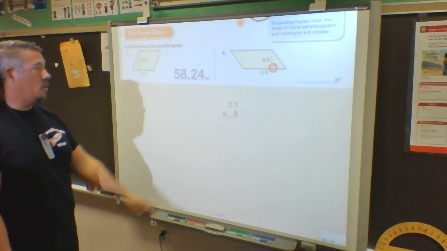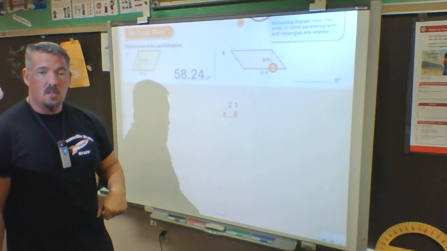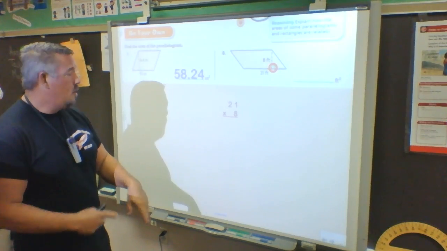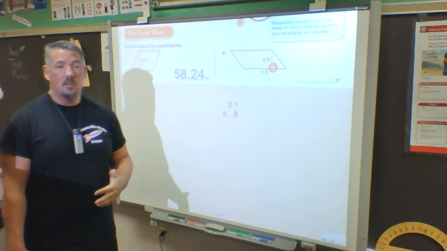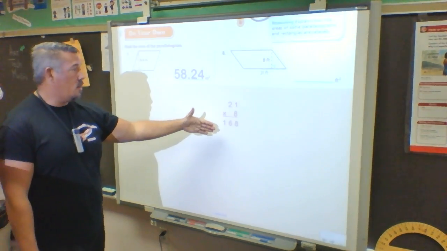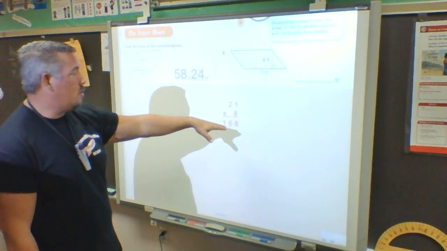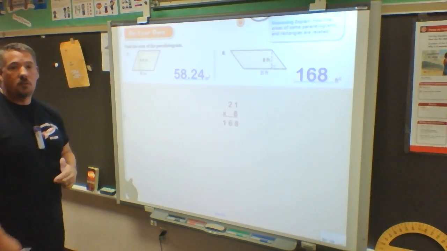On number 8 then, I look where my right angle is. I have my 2 measurements. So once again, it's straightforward. Base times height. I'm going to take my base of 21, multiply it by my height of 8. When I multiply those together, I get 168. That's a straightforward answer. It's not decimal, so I don't have anything to move. It's just going to be 168 square feet.